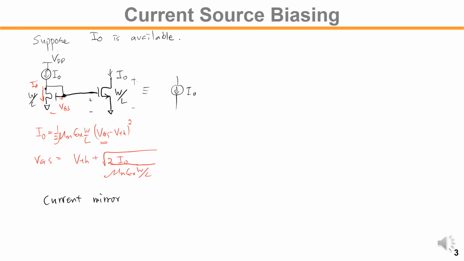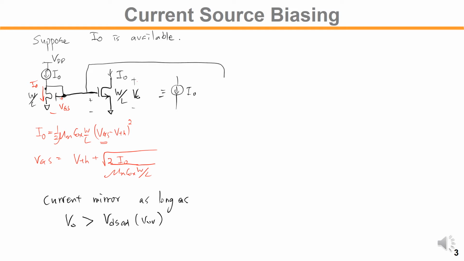So the voltage across this current source would be, let's say, V0. As long as V0 is greater than VDSAT, meaning the overdrive voltage, right? So this is how we bias basic circuitry. Once that is found, we can replicate this voltage to generate an additional current source.